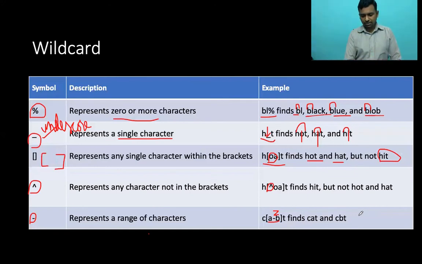If I want to give any number, I can say C, then 0 to 7, and then T. So it can find C1T, C2T, like that, up to C7T. So these are the things that it can find. Good. Let us go with the LIKE operator, because if I want to go for the LIKE operator, I should know about the wildcards, because it comes along with it.